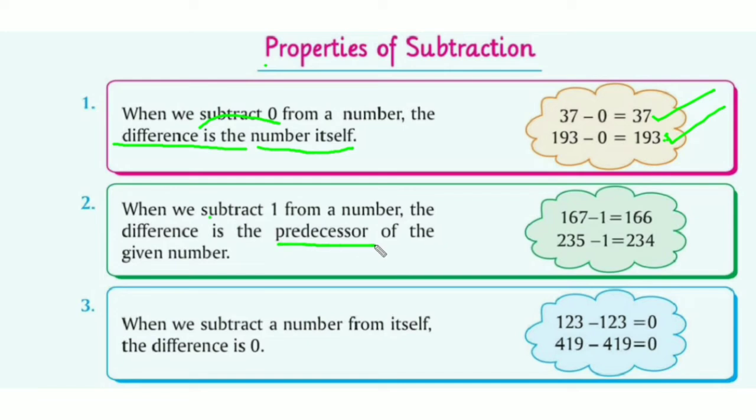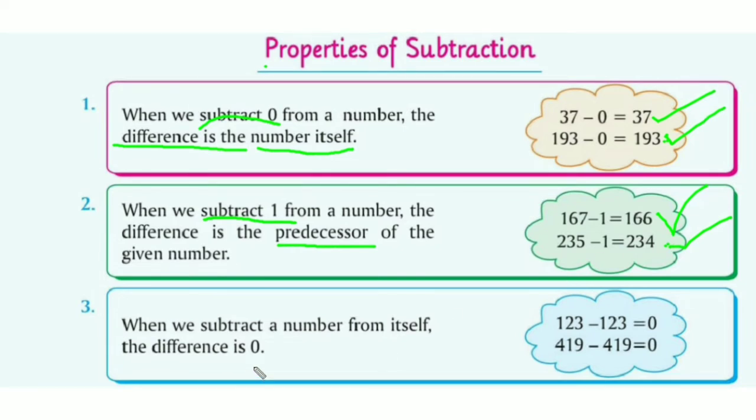Now see the second one. When we subtract 1 from a number, the difference is the predecessor of the given number. Now what is predecessor? Predecessor means the number which is present just before the number. I had made a separate video on it. You just go to the channel if you don't know and see that video. See the example. 167 minus 1 equal to 166 and 235 minus 1 equal to 234.